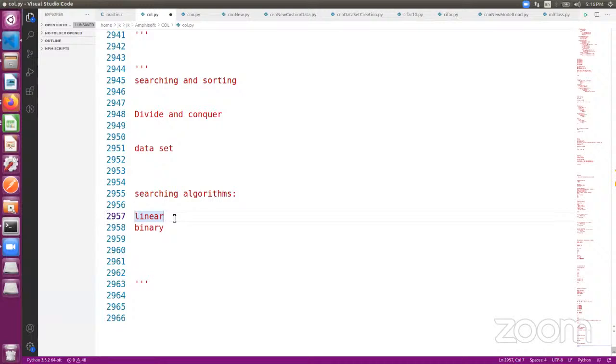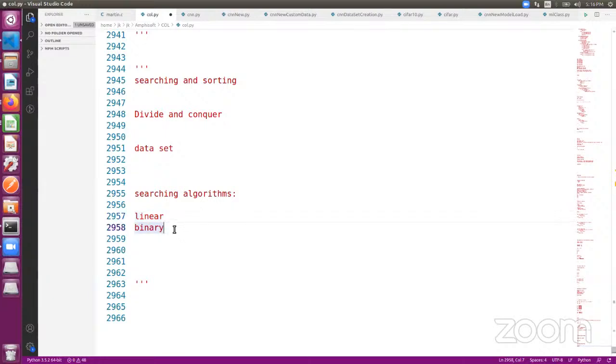List index will start from zero, right? So you start from the zeroth element and keep on searching every element. Whenever you find an element, you just return the index of that particular element. So that is linear search. I think you will not have much difficulty in linear search, right?